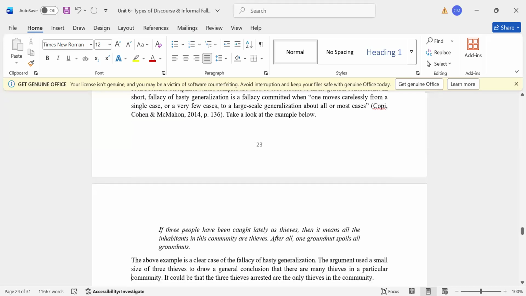So if 3 people have been caught lately as thieves, then it means that all the inhabitants in this community are thieves. After all, one granite spoils all granites. But sometimes, in fact, they say one granite spoils the whole soup. Yes, there's clear evidence that 3 people have been caught in the community as thieves. But it is too small for you to jump to the conclusion that everyone in the community is a thief.